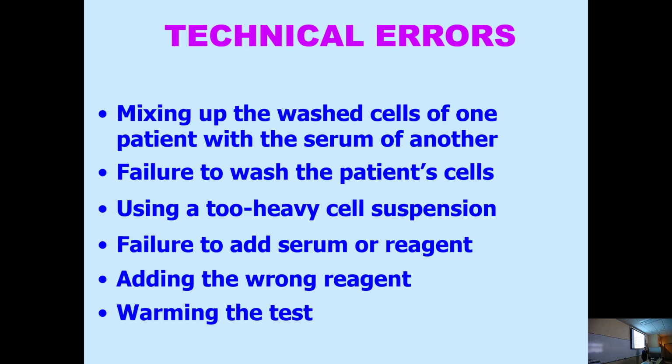Technical errors: mixing up the washed cells of one patient with the serum of another. I talked about that. Failure to wash the patient red cells. If you don't wash them, those unbound antibodies are going to cause problems. Using too heavy of a cell suspension. Is that going to be a prozone or a postzone? Postzone. Too much antigen. Antigen excess. If I have too many cells, too much antigen, that will keep coming back. So don't forget prozone, postzone, and zone of equivalence, okay?